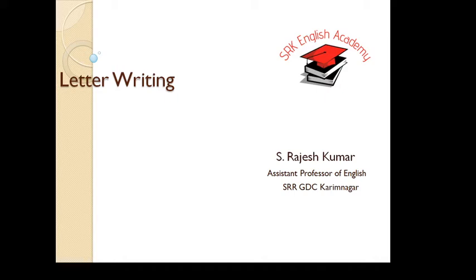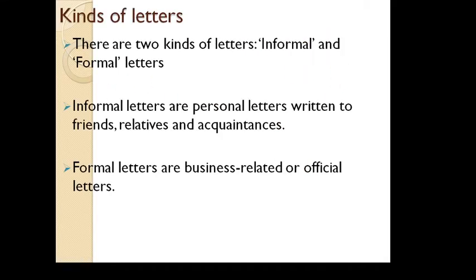What are the kinds of letters, the format of a letter, and the parts of a letter, and also two model letters, informal and formal letters, for your better understanding. So what are the kinds of letters? There are two kinds of letters, informal and formal letters. Informal letters are personal letters, formal letters are business related official letters.